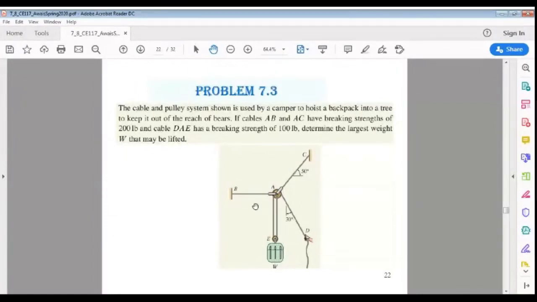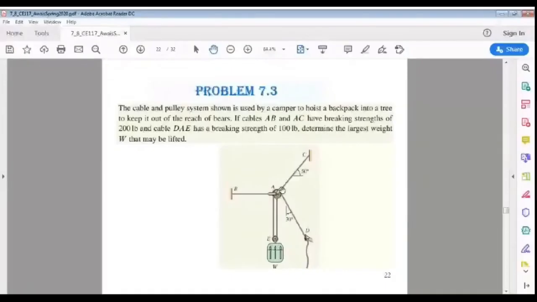Okay. So again, it's a problem of strength. Imagine in your mind that the first step will always be to draw the free body diagram. The second step will be to write down the equilibrium equations. The third step will be to write down the member forces, the member forces AB, AC, and DAE, in terms of W. Okay? So this is the third step.